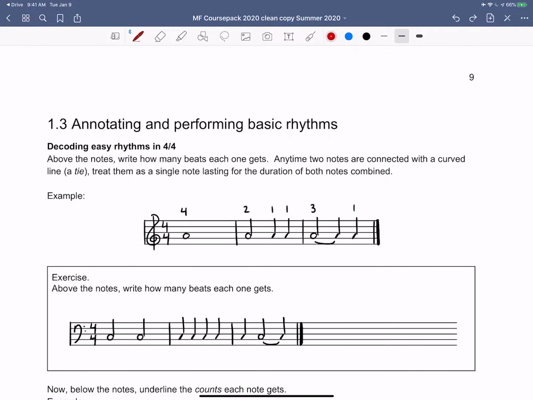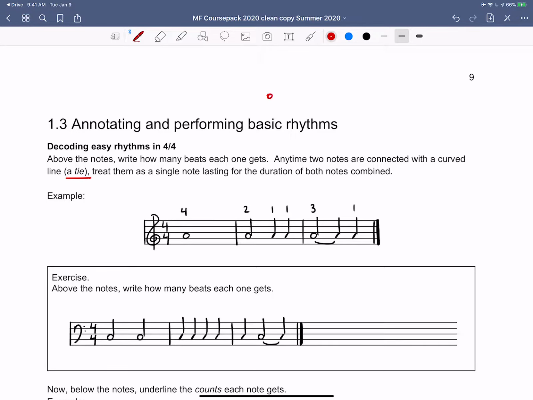In section 1.3, it's now time to put everything that we've learned together. So we're going to combine our knowledge of conducting patterns and time signatures and bar lines and measures with our newly acquired knowledge of note values. Now, before we get to decoding some easy rhythms, what we're going to first just get out of the way is this idea of a tie.